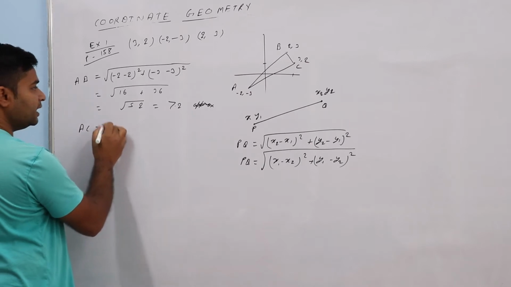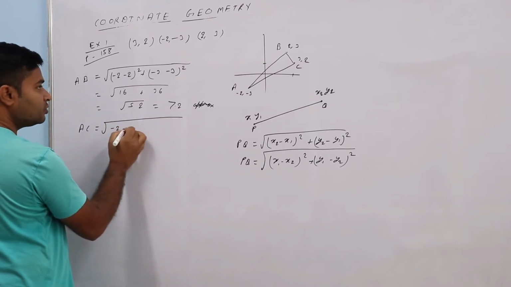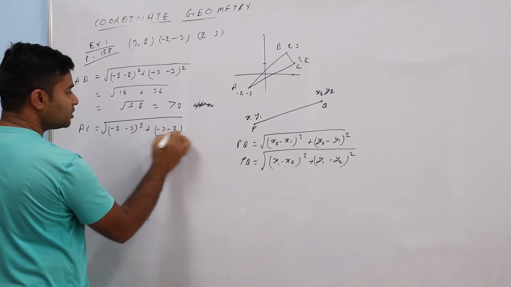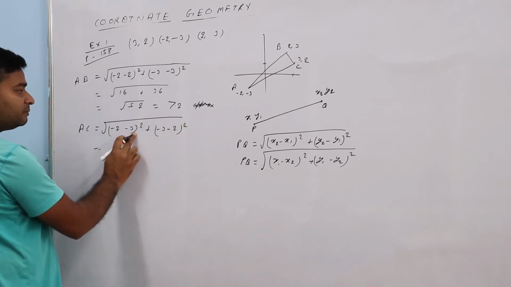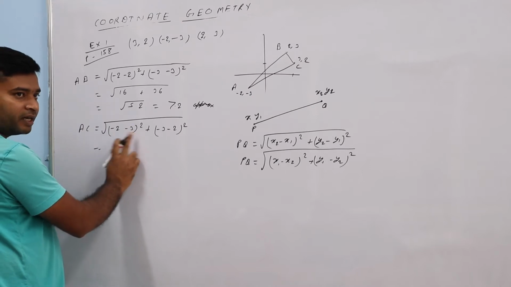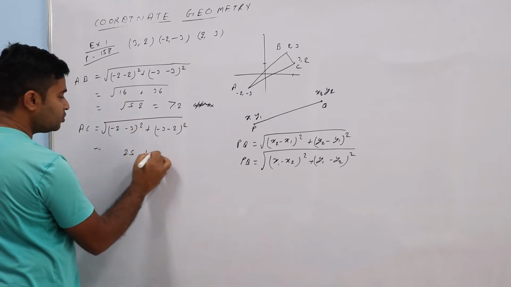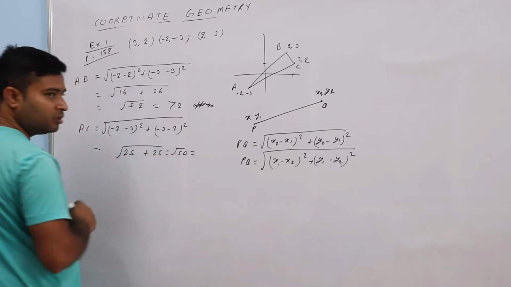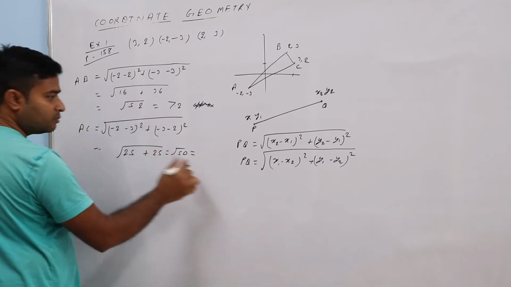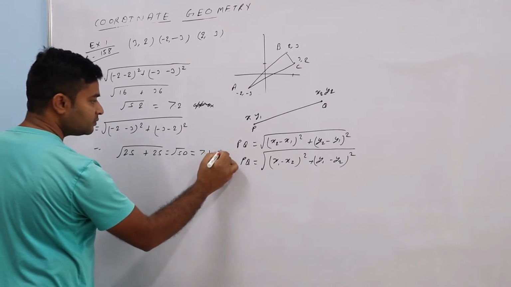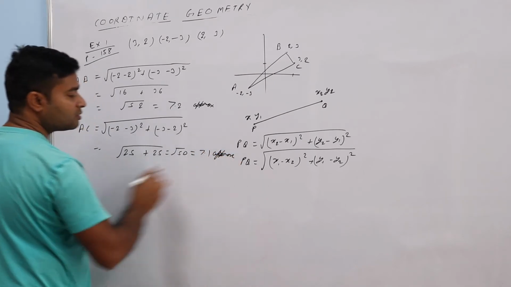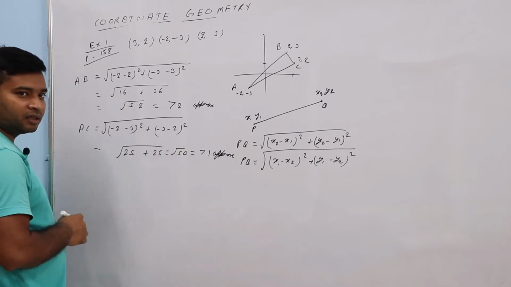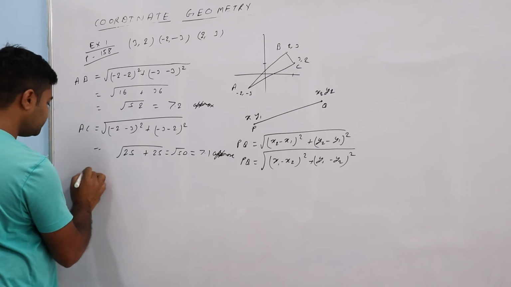Next, find AC. Root over (-2 minus 3) square plus (-3 minus 2) square. This is -5 and this is -5, so 25 plus 25 is equal to root 50. Again, see, same, so I take 7.1 approx. 7 7s are 49, then 1 is remaining, so I have taken 1. Getting? Next one is BC.